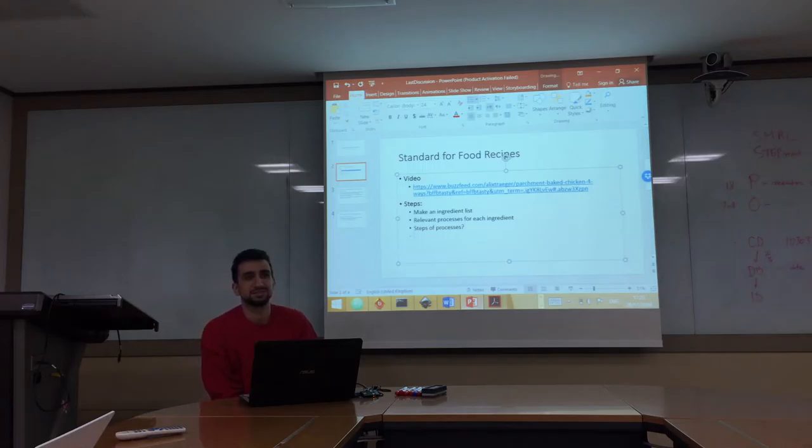Size of ingredients. Size? Mm-hmm. Okay. So we need to be able to capture the information of maybe quantities. Yeah. Mm-hmm. So to capture this information, like how much oil we should put, something like that. Okay. What else do we need to have to make a standard?